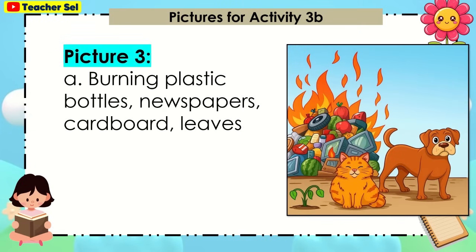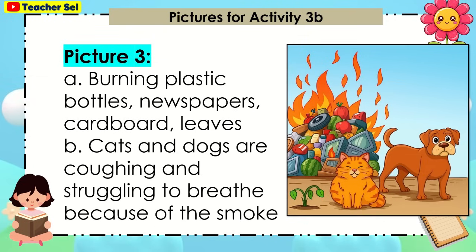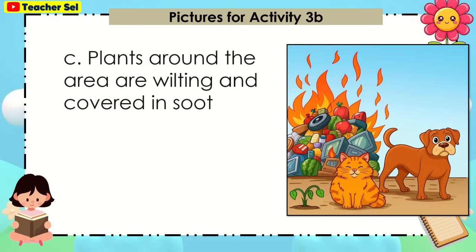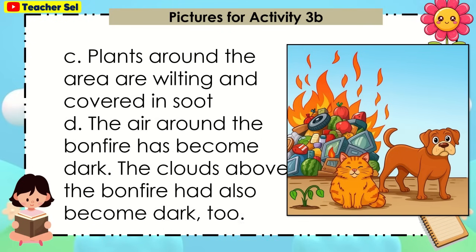For picture 3, burning plastic bottles, newspapers, cardboard, leaves. Cats and dogs are coughing and struggling to breathe because of the smoke. Plants around the area are wilting and covered in soot. The air around the bonfire has become dark. The clouds above the bonfire have also become dark.